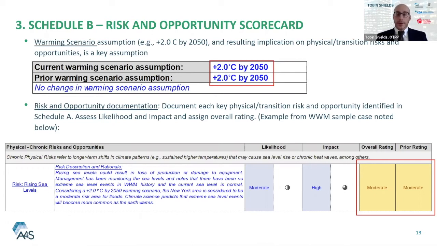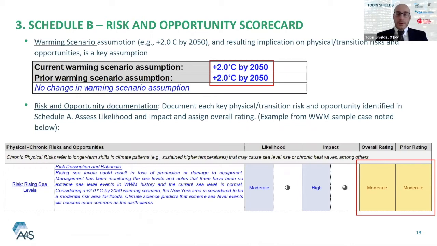The tool includes drop-down menus added for ease of use. Here they range from low to very high. We also note that the overall rating on the far right side is not mechanically derived from the likelihood/impact, and therefore is judgmental. There is also space for written documentation of the rationale and conclusions.